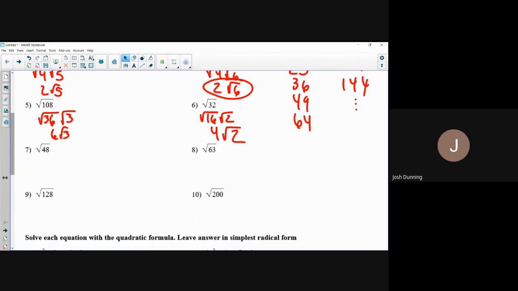7, now be careful with 48. 48's like that 108 back then. A lot of people want to use 4, and 4 does go into 48, but it's not the biggest. If you divide a bunch of them, you find 16 times 3 is 48. You gotta use the biggest perfect square. Again, the number that you want to put out front, the number from the list.